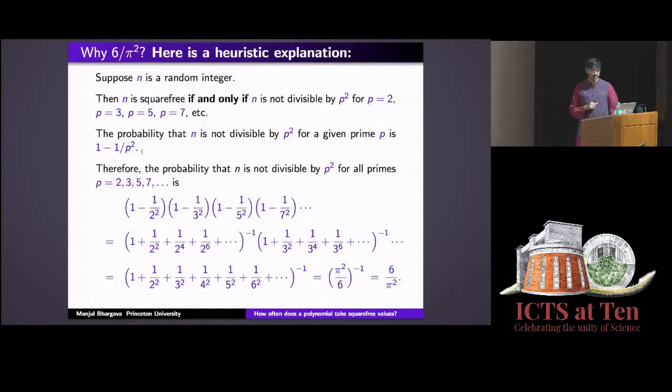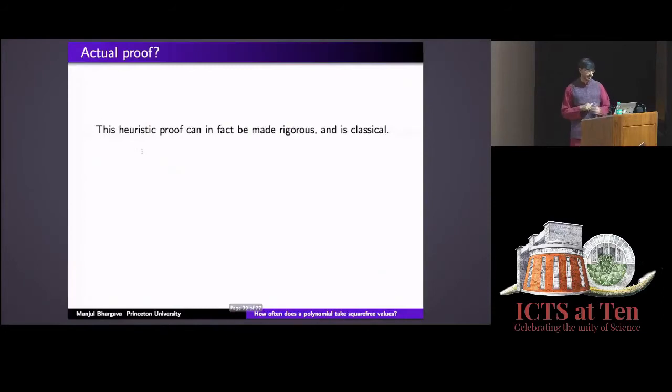So this heuristic proof can actually be made a proof, and that's what I want to note next. I won't give the actual proof, but I just want to note this heuristic proof can in fact be made a rigorous proof, and it's a classical result in analytic number theory. It's sort of the foundation of the area called sieve methods in analytic number theory.